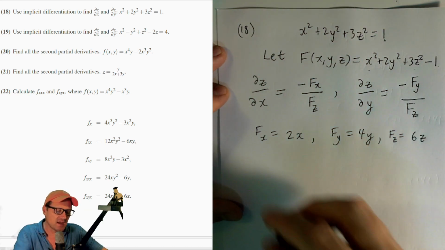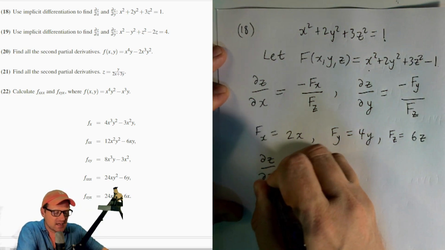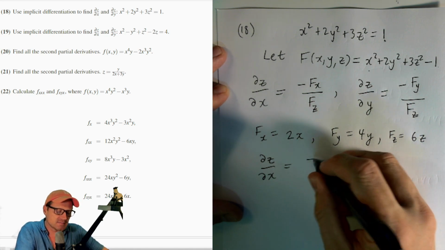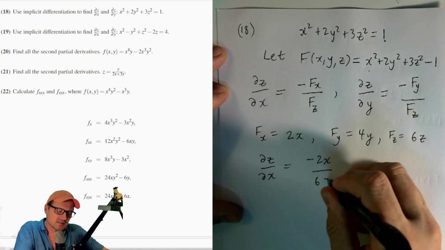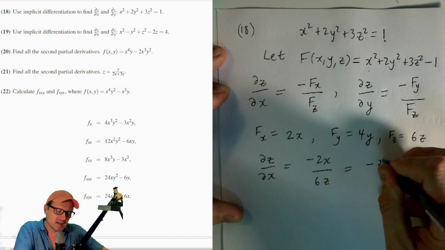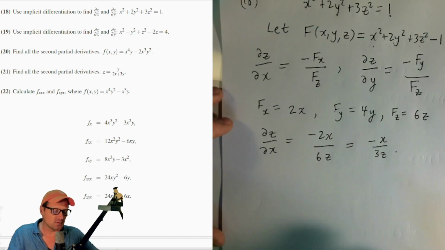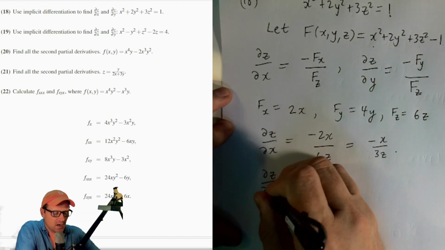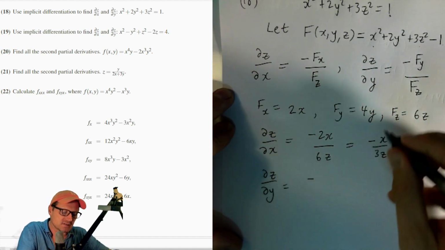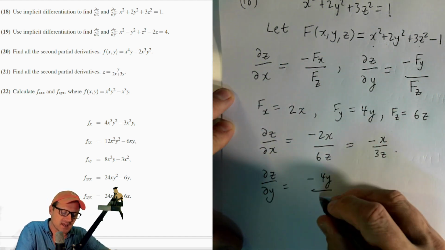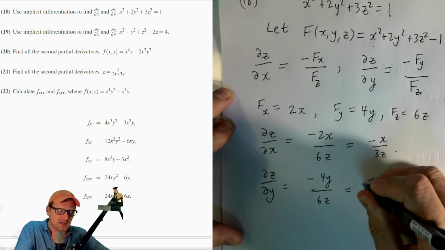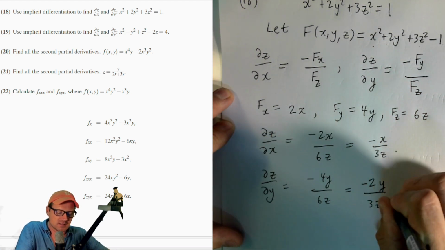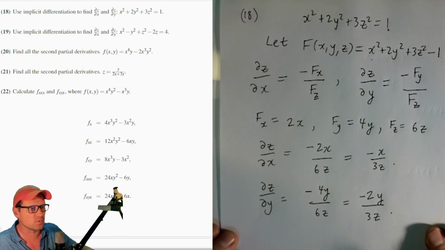So now that we have that, dz on dx is minus f subscript x over f subscript z, so 2x over 6z, and so we have minus x over 3z. dz on dy is minus 4y over 6z. Simplifying this, we can cancel a common 2, so we get minus 2y over 3z. So we're done with question 18.